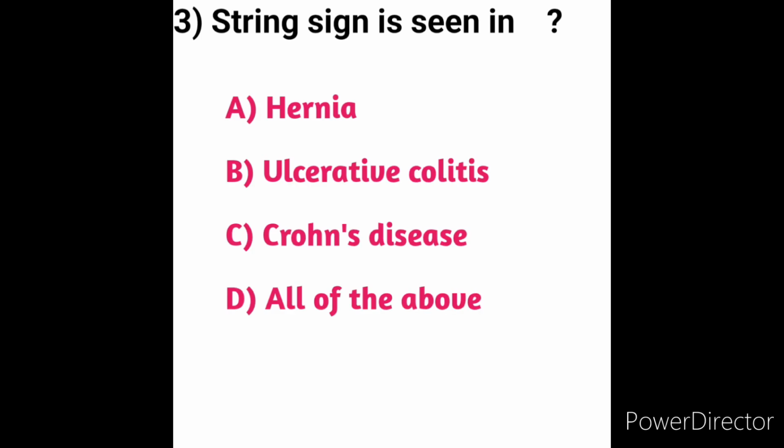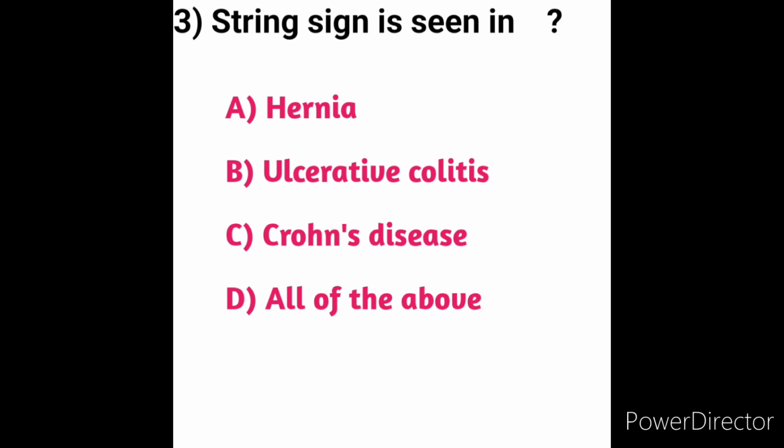String sign is seen in. We can see string sign in which condition? We will see here options. Option A hernia, option B ulcerative colitis, option C Crohn's disease, option D all of the above. What is string sign? We have to know first. String sign is a term often applied to the appearance of any marked narrowing of lumen, but it originated as a descriptor of reversible narrowing in Crohn's disease. So here we got a answer also.